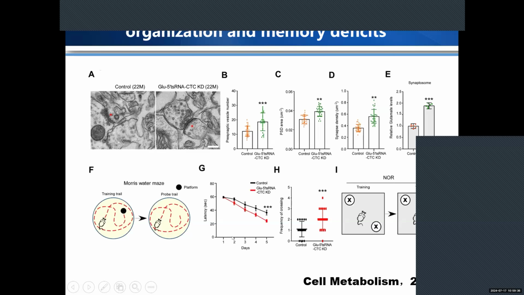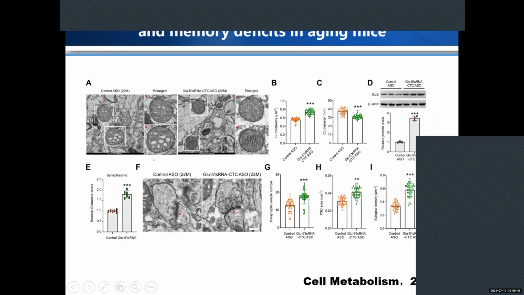We know aging mice have a learning memory impairment, and this glutamate-derived fragment is also accumulated. If we target this accumulated glutamate tRNA fragment, can we rescue the learning memory impairment? The answer is yes. We designed an ASO that can target this tRNA fragment and put it into the brain. Then we found it not only rescues learning memory impairment, it also rescues the mitochondrial structure. The cristae structure becomes more normal.